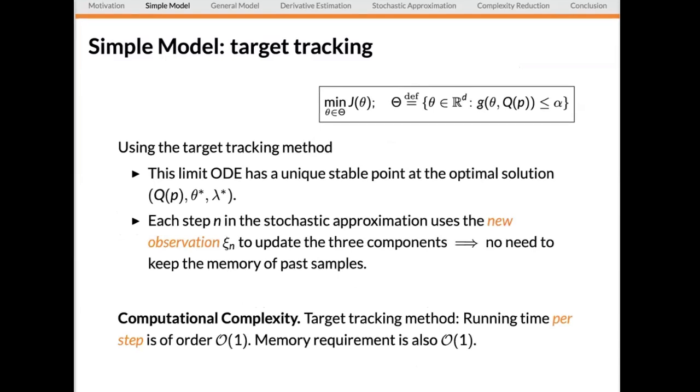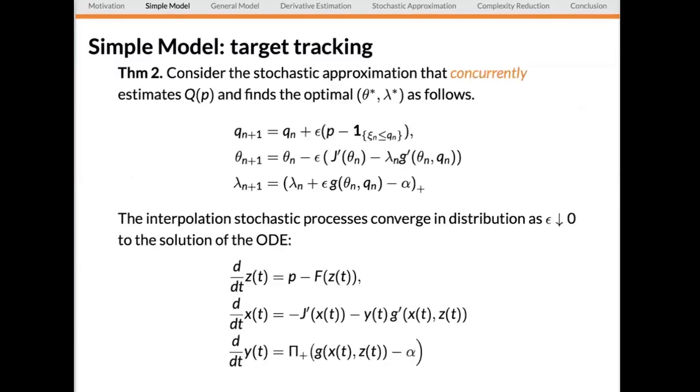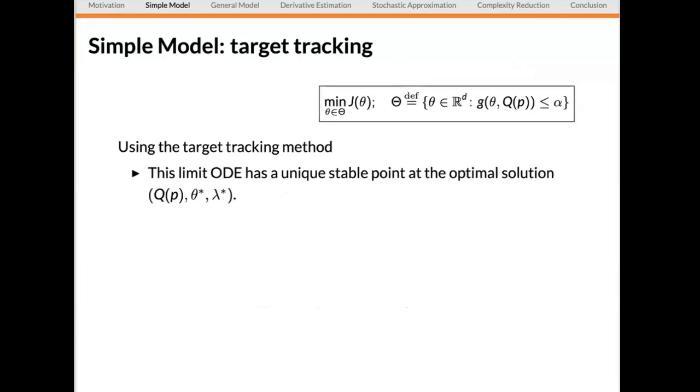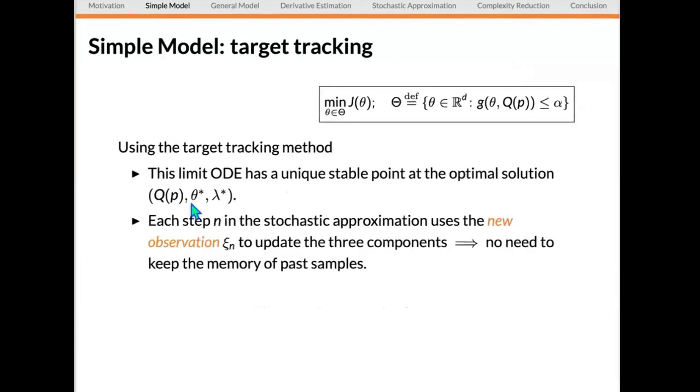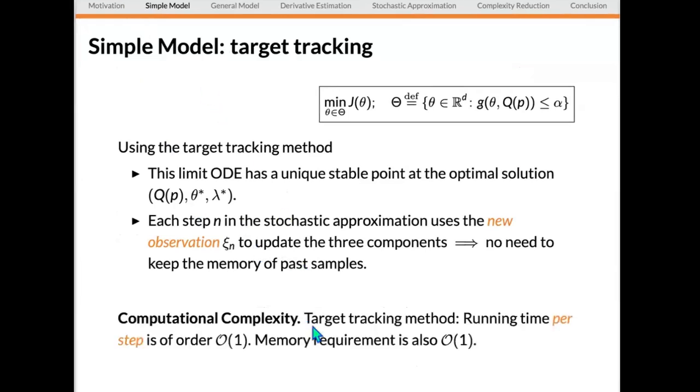In each step, the stochastic approximation uses only the new observation. This is important. There is nothing here that depends on the further past. It only depends on the current value. So instead of log n or n log n, we go to order 1. It's very, very efficient, and we don't need to keep memory. There's basically just the new one that is coming in. And then the computational complexity is much reduced. So that's what we have with the simple model.